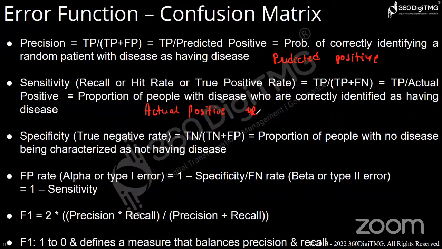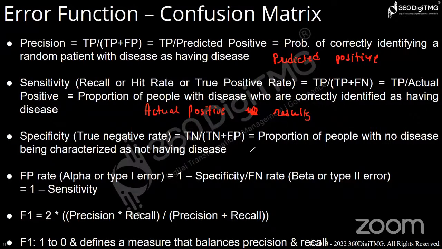How many of the actually positive values were predicted as positive? Okay, so here we are taking into account the true positive and the false negative. Then we have specificity. This is also known as the true negative rate.